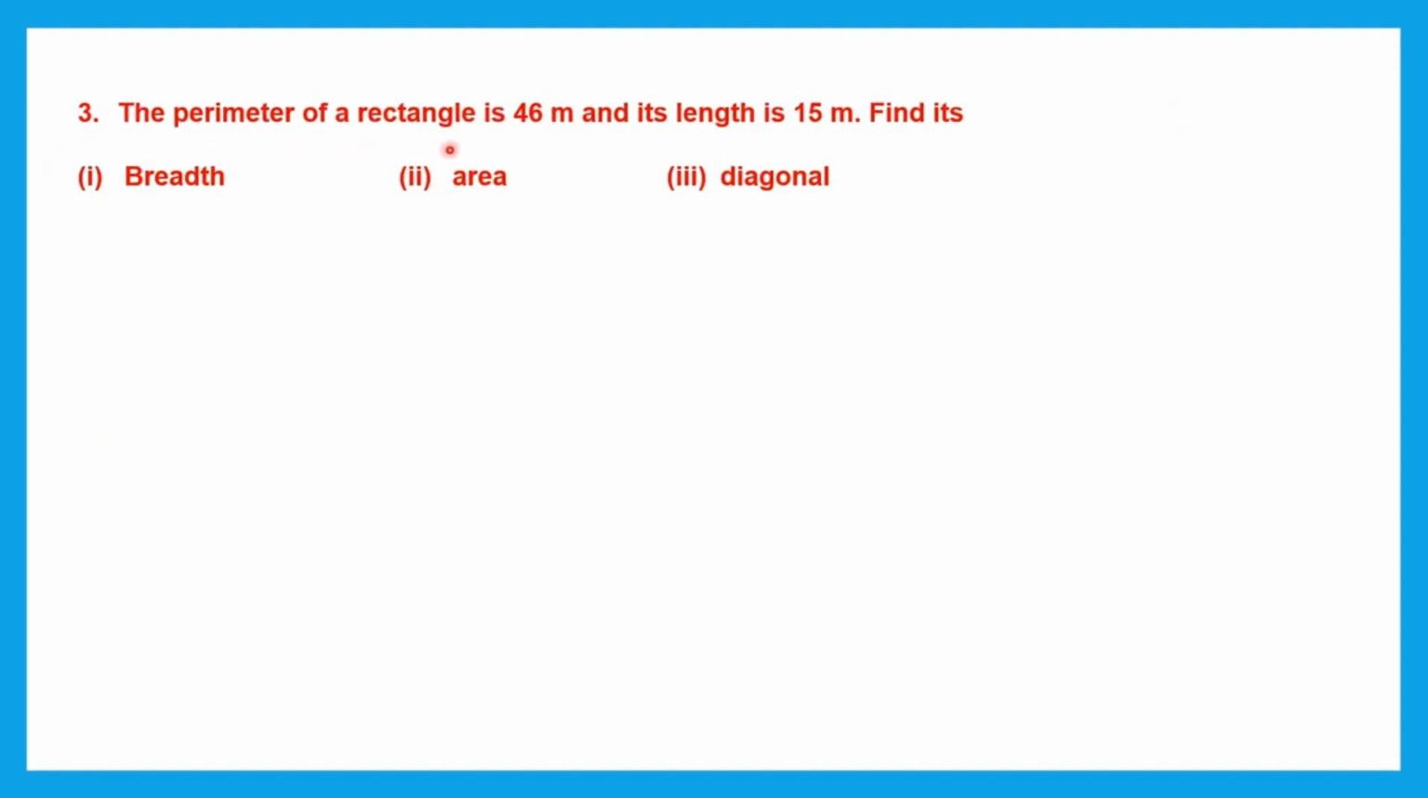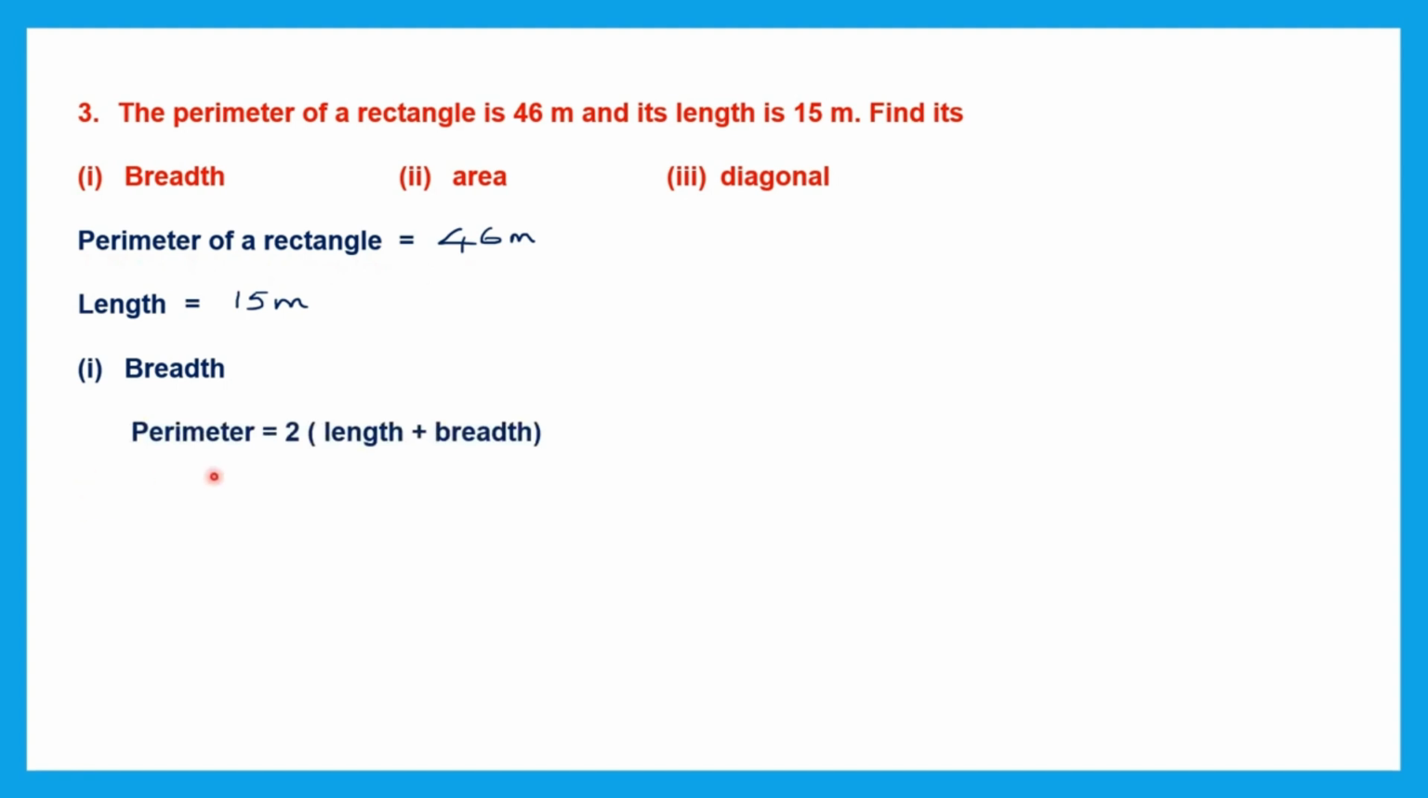Question 3. The perimeter of a rectangle is given to us. Its length is also given to us. We have to find the breadth, the area, and the diagonal. So let's make use of all this that's given to us. So the perimeter is given to us, that is 46 meters. And we are also given the length, and length is 15 meters. Now the first question is we have to find the breadth. So let's make use of the formula of perimeter. Since perimeter is given to us, we can make use of the formula for perimeter.